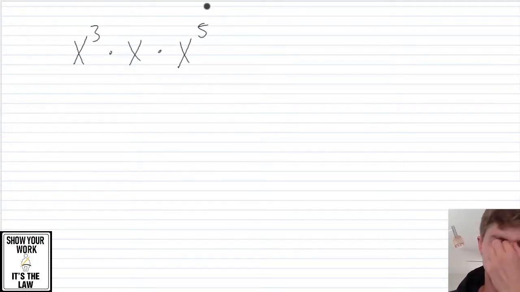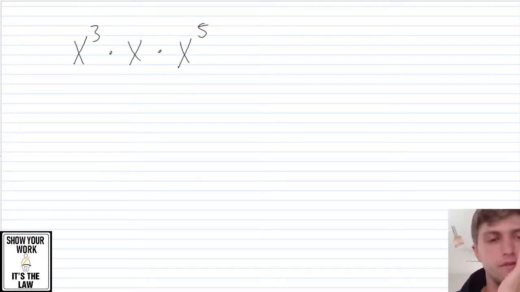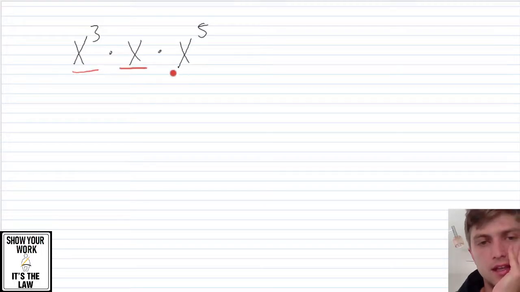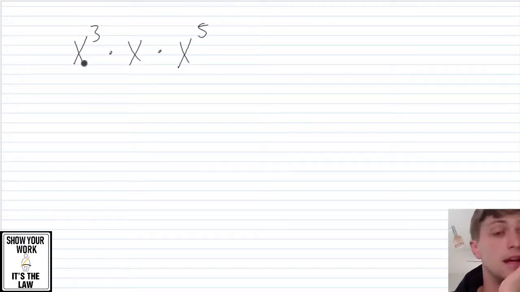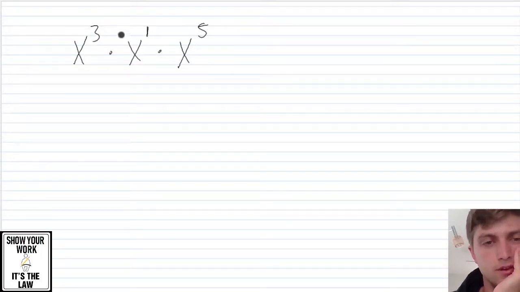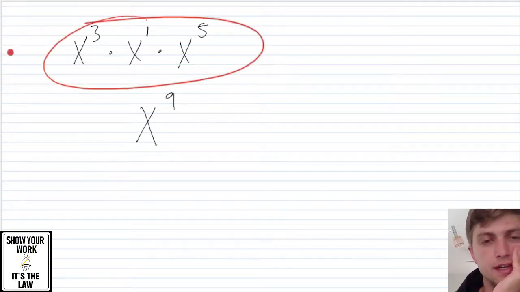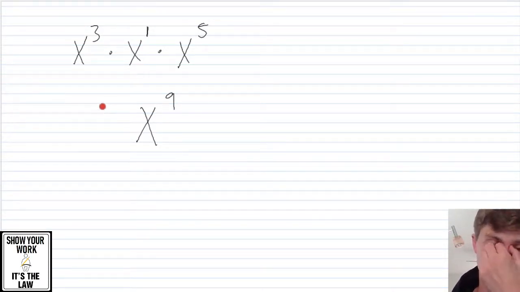Let's take a look at another example. Let's say we have x to the power of 3 times x to the power of 1 times x to the power of 5. How can we simplify this? We all have the same base. It's all x, so we can combine it into one term. How many x's do we actually have being multiplied? We have 3 here, we have 1 here, and we have 5 more here. So 3 plus 1 plus 5 gives us x to the power of 9. Okay, so this is just a way to simplify our terms into one base.